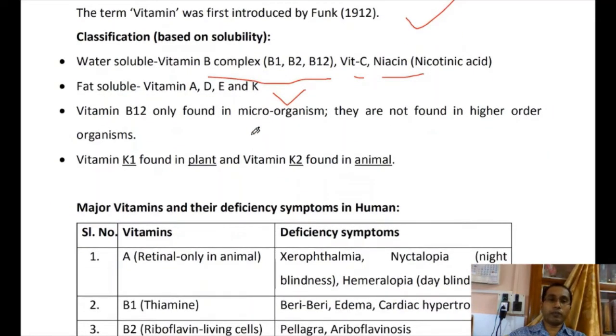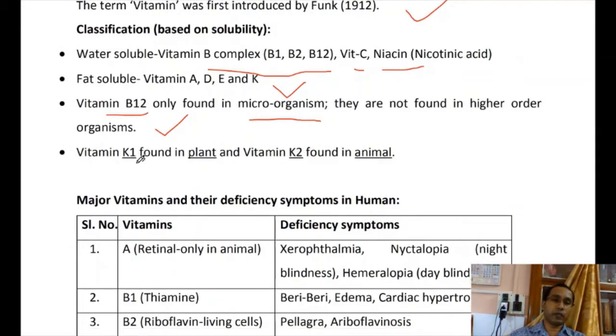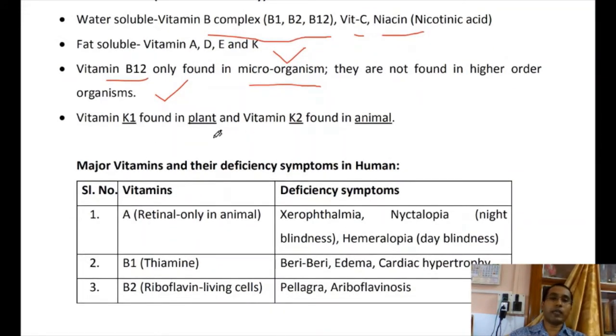Vitamin B12 is only found in microorganisms. This is very important. Vitamin B12, cobalamin, I have to check. It is not found in higher organisms. Only microorganisms have this particular vitamin B12. Vitamin K1 is found in plants and vitamin K2 is found in animals. This is the difference between K1 and K2.